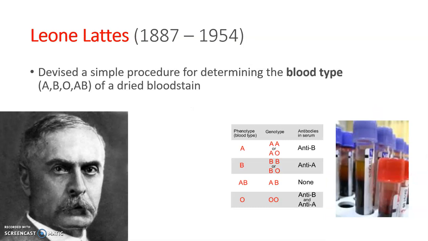Leone Lattes, or Lattes if it's French, was the first person to determine blood types, our common ABO blood typing groups, and the percentages, and how to detect them using a chemical analysis.